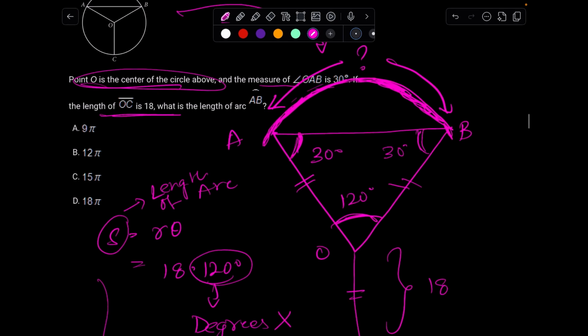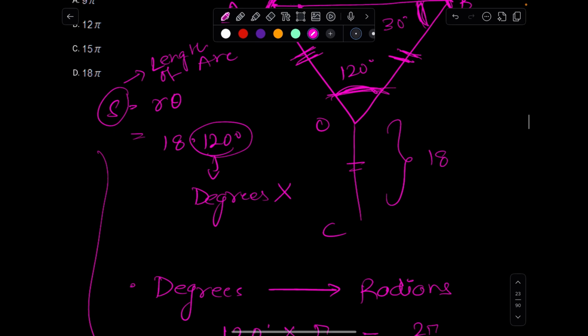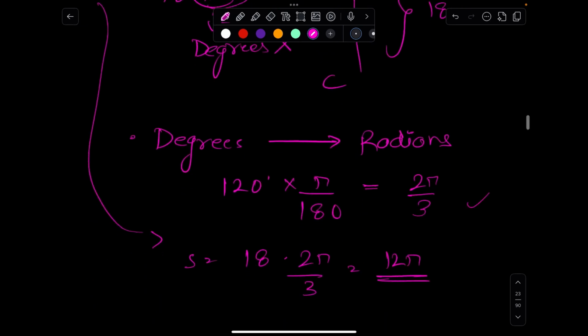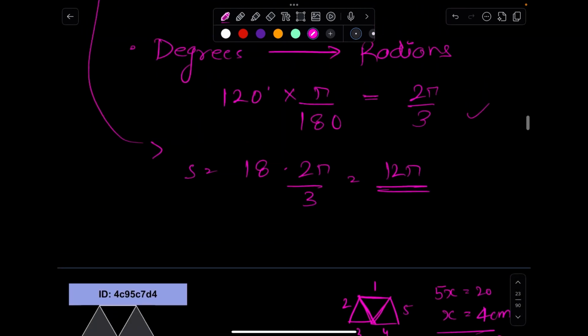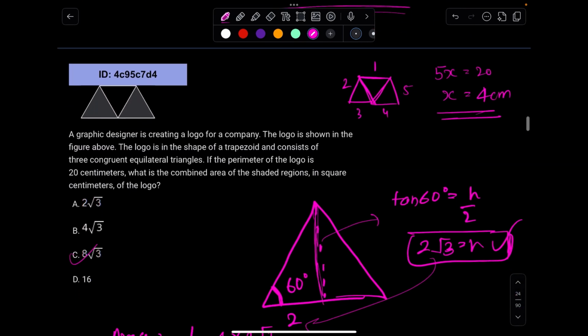Since this is 30 and these two lines are equal in length, these two are the radius, of course. So angle ABO is also going to be 30. Adding them together and subtracting from 180, we get 120 degrees. This is angle AOB. We convert this into radians to get 2 pi by 3, and we multiply it by the radius to get 12 pi as the length of arc AB.